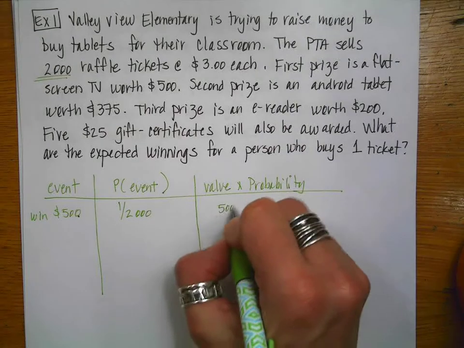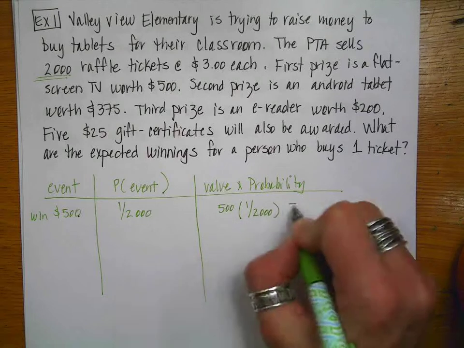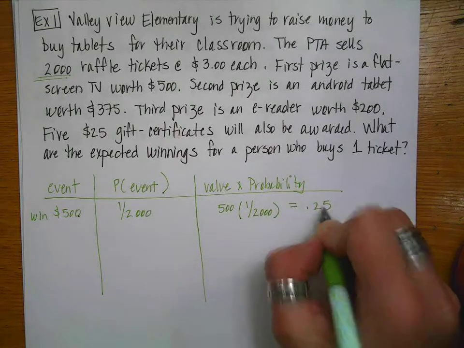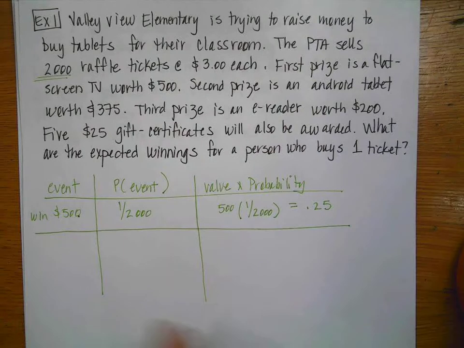And then the next column is going to be the value times, I'll put an X there, the probability. So it's going to be, here's my $500, and I'm going to multiply by the 1 over 2,000. And when I do that math and reduce the fraction, I get 0.25. Okay, so that was our first event.